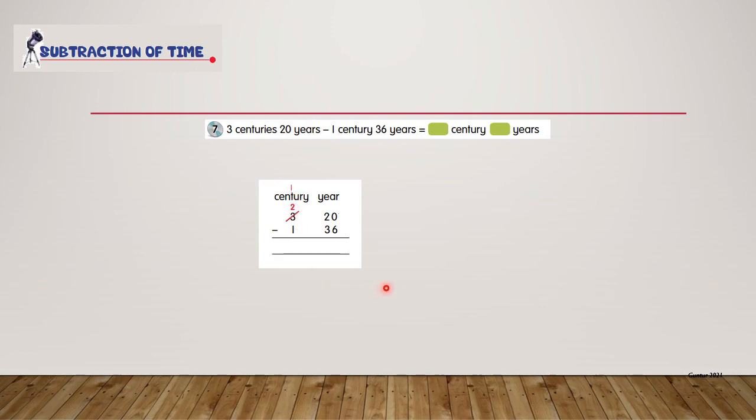1 century equals 100 years. Okay, convert 1 century to 100 years, and then we add with the 20 years here. It becomes 120 years. Cancel the 20 years from the question. Okay, now only 120 years subtract by 36 years. You can perform the standard subtraction. 120 subtract by 36, you get 84 years. And century, 2 subtract by 1, you get 1. So the answer is 1 century and 84 years.